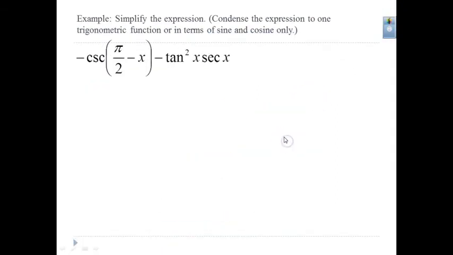Okay, so let's look at some more examples. Again, this is helpful. More practice, you'll get better at it. So go ahead and take a moment to try this one on your own first. Go ahead, pause the video, and come back, and we'll see how you did.